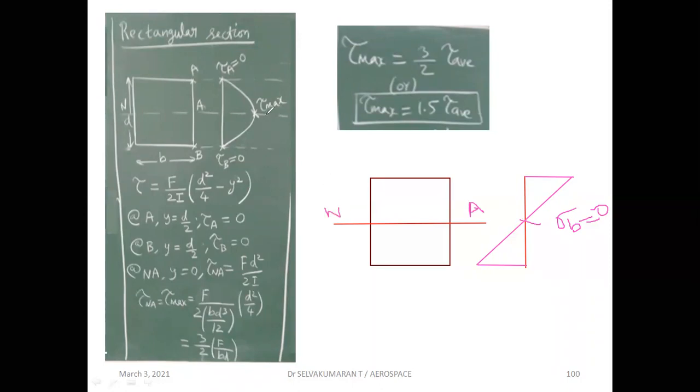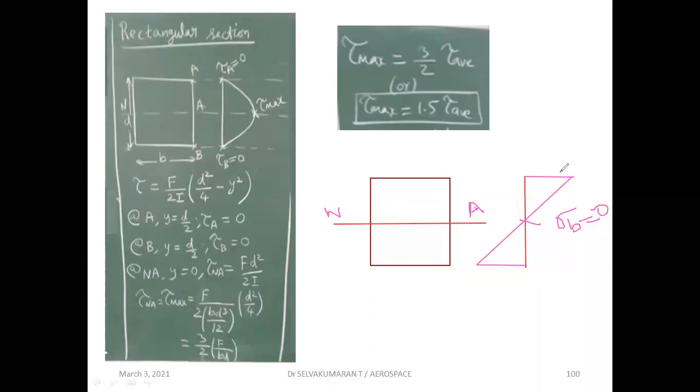Whereas bending stress is zero at the neutral axis, shearing stress is maximum at the neutral axis. So both are opposite. Like how we get in shear force and bending moment diagrams, shear force is zero where bending moment is maximum, and bending moment is zero where shear force is maximum, right?